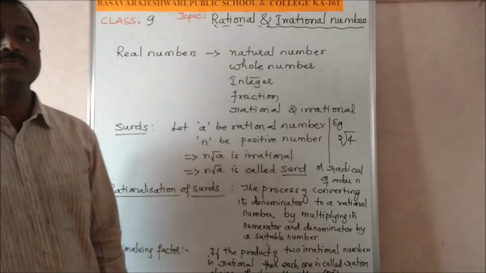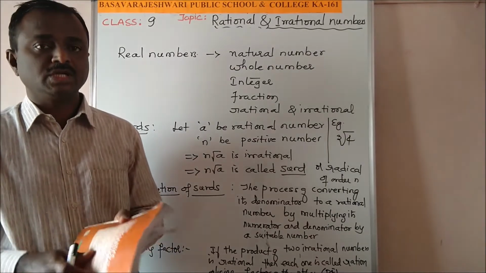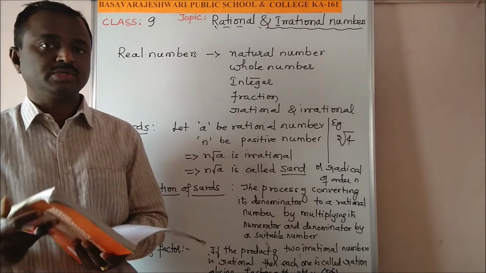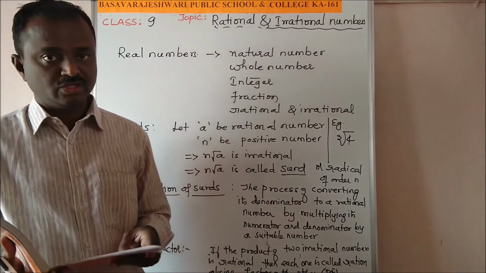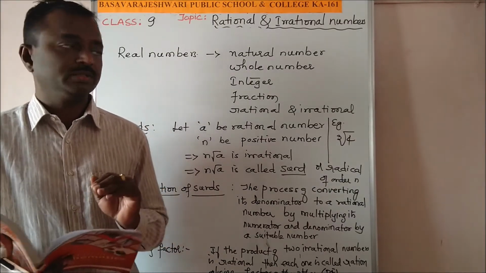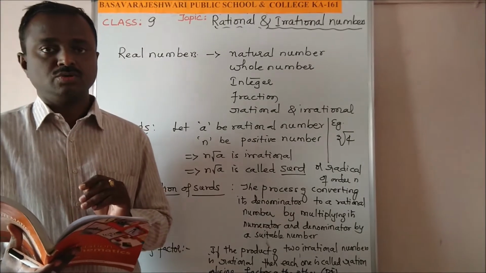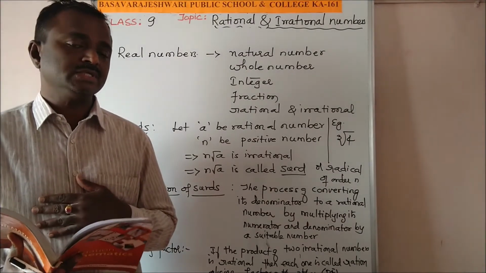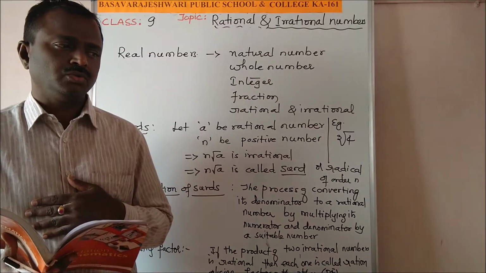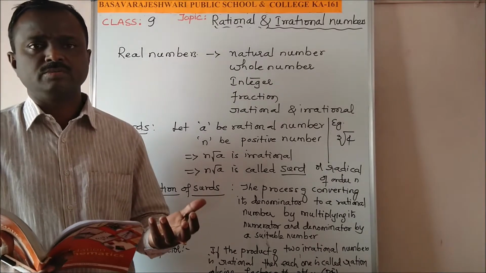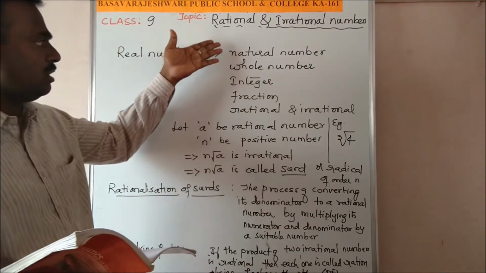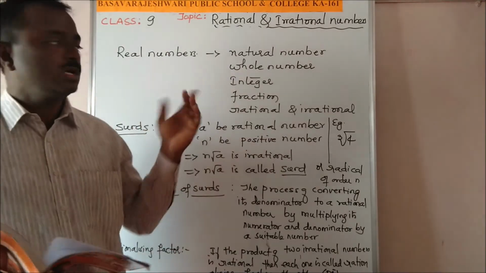In this session, I will start with the next part of the chapter, Rational and Irrational Numbers. That is the last part, called real numbers. So, what is meant by real numbers? No need to strain our heads more, because real numbers include all these types of numbers.